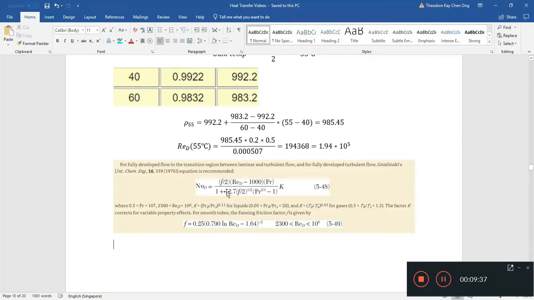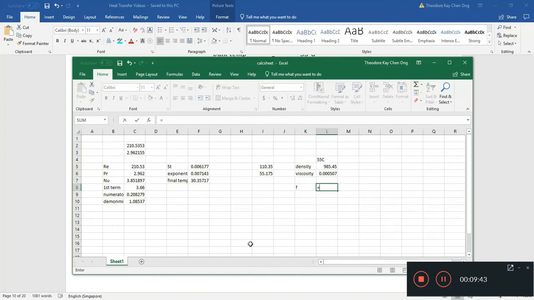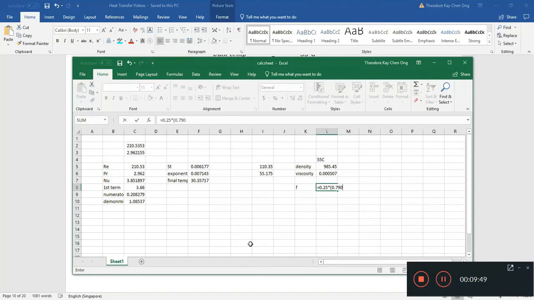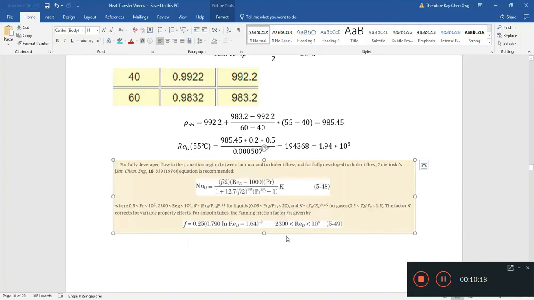So what's the Fanning friction factor? The F here is 0.25 times (0.790 times ln of the Reynolds number minus 1.64) to the power of minus 2. Yep, that's what the correlation says. And the Reynolds number here equals rho V D divided by viscosity. So that's the friction factor.